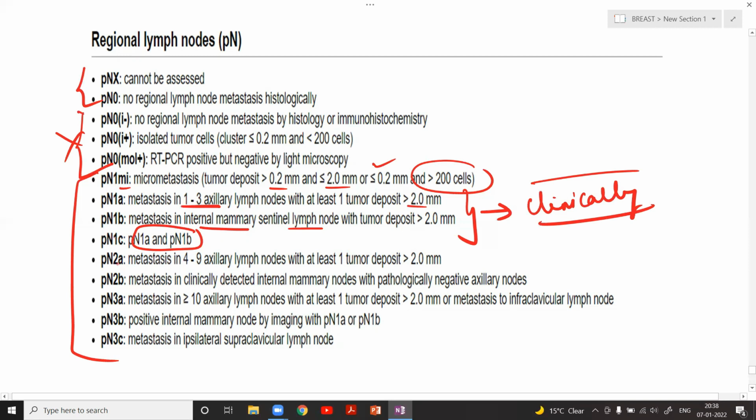In stage 2, again there is A and B. When metastasis occurs in 4 to 9 axillary lymph nodes, it is N2a. And if metastasis occurs in clinically detected internal mammary nodes, meaning clinically you can see enlargement of the internal mammary node and you are confirming it in microscopy, then it becomes N2b. N3a is 10 or more axillary lymph node deposits. N3b means positive internal mammary by imaging. And N3c is metastasis in ipsilateral supraclavicular lymph node. This is your regional node staging.